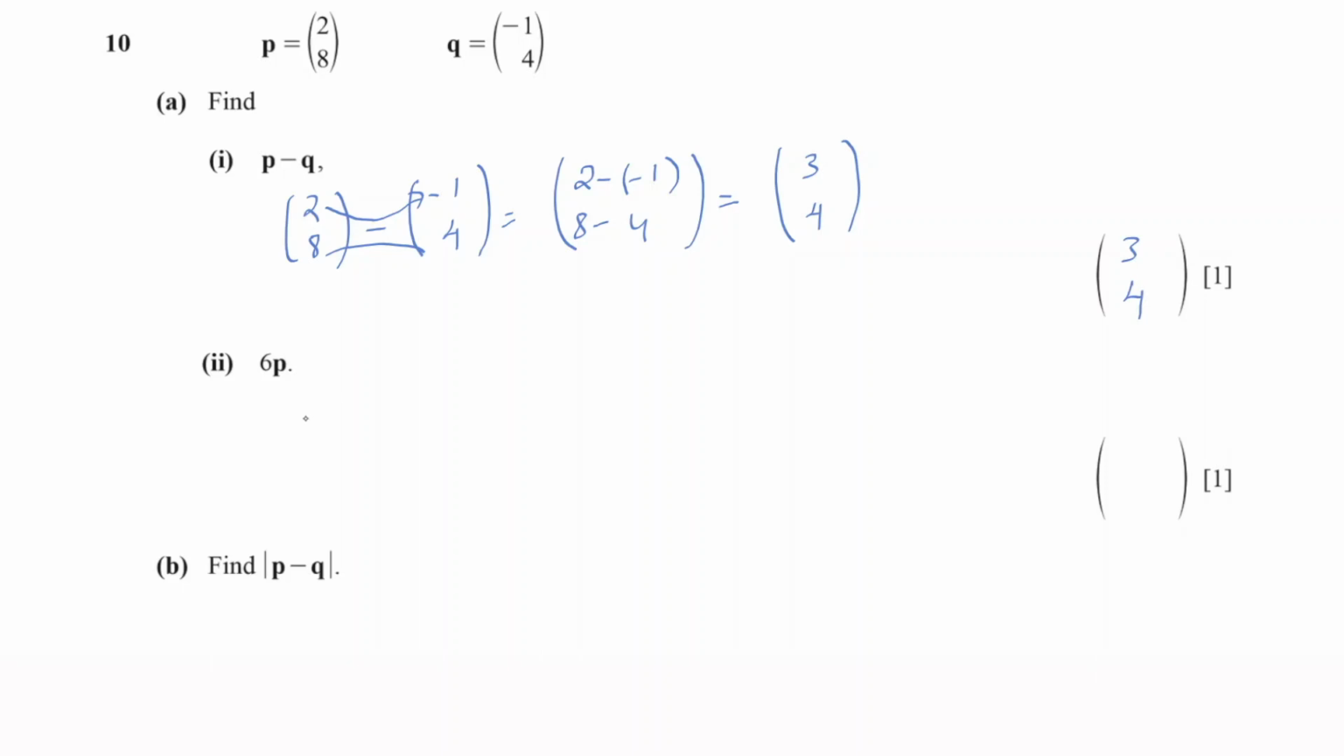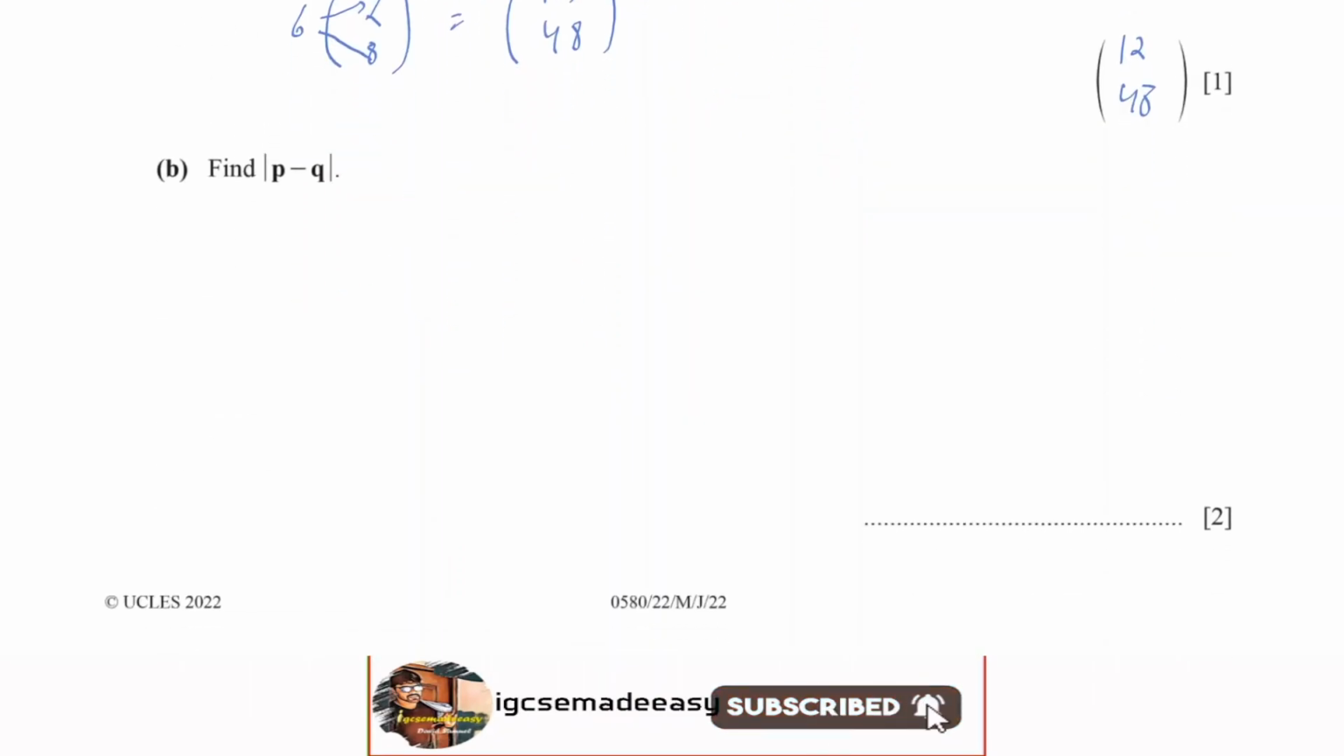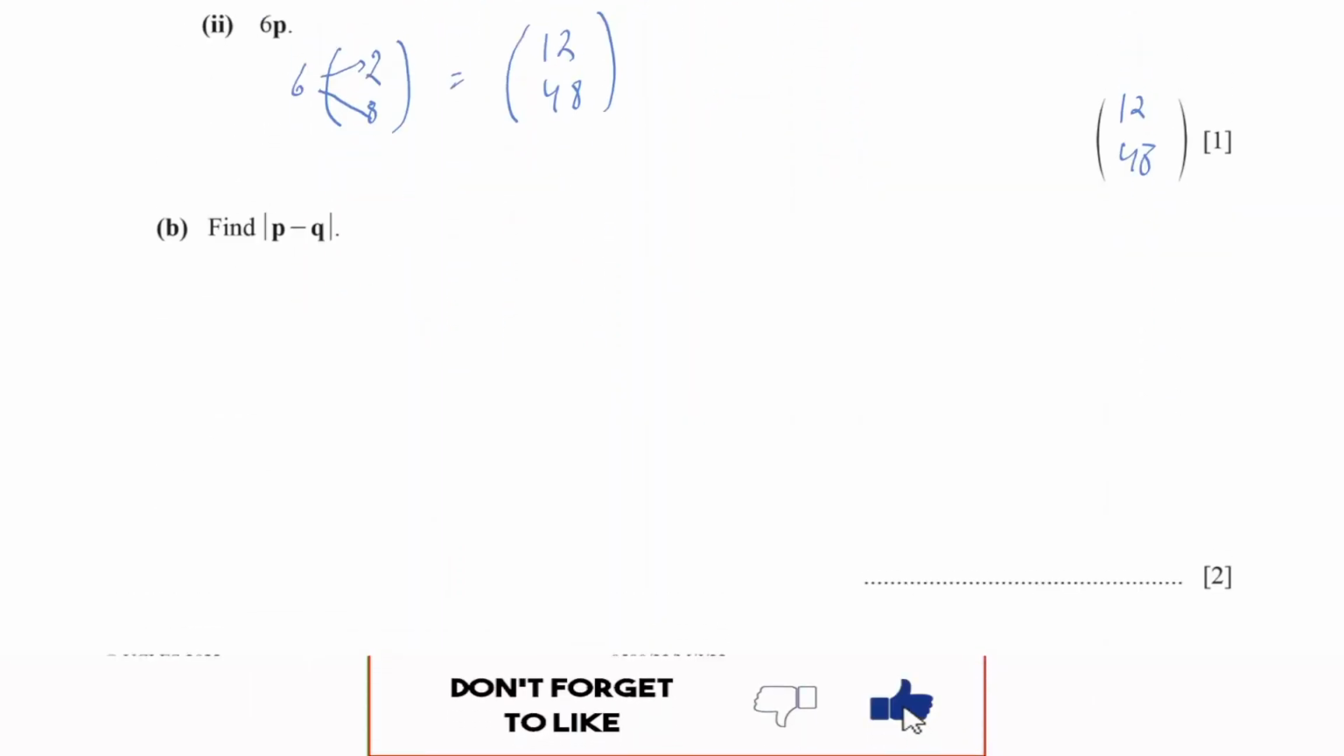Now 6 times P. P is 2 and 8, so we can multiply like that. 6 times 2 is 12 and 8 times 6 is 48. So the column vector is 12 and 48. Don't put a dash in between, okay? That is not logical. That cannot be done in a column vector. Then we have the modulus of P minus Q.